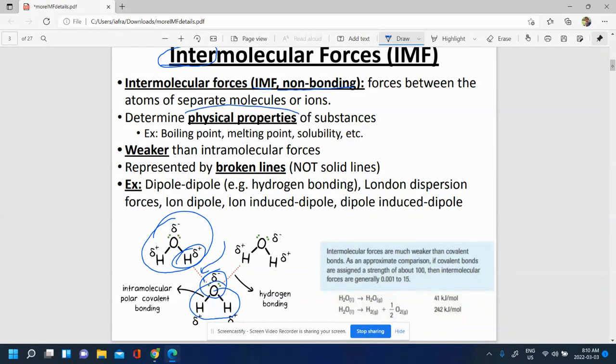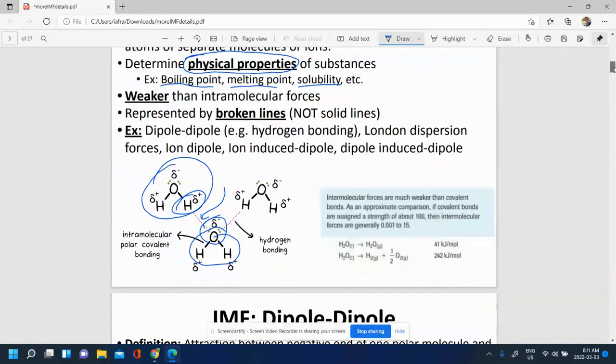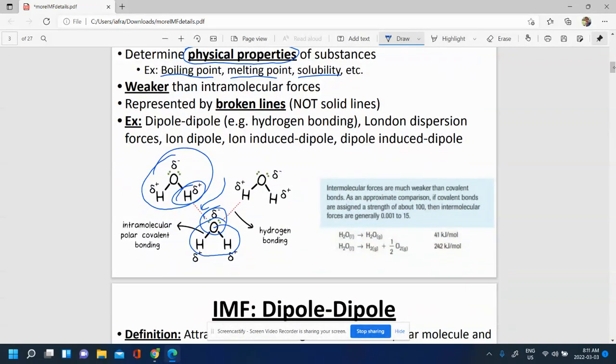So they determine the physical properties of a substance. So for example, when we talk about things like boiling point, melting point, and whether something dissolves or not, it's really because of these intermolecular forces that we see here. So typically, because they're weaker, we represent them by these dashed or dotted lines or broken lines.